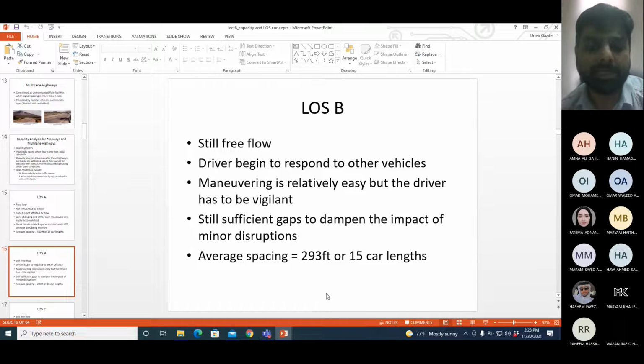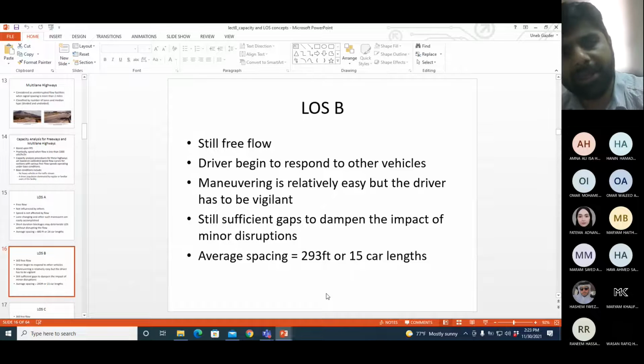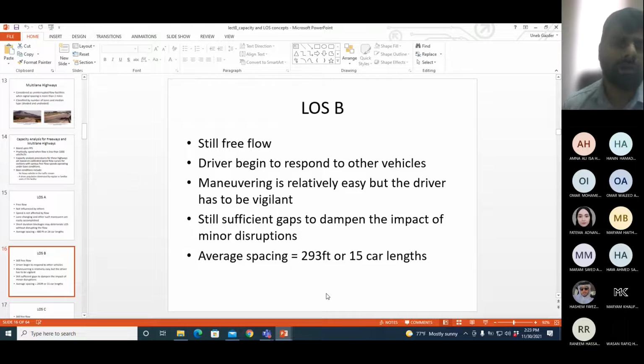If you make a mistake, there are more chances that you will block other drivers or cause an accident. But still the gaps are so frequent and so large that you can still afford to have some disruption and keep the flow moving. So still in level of service B, disruptions will not cause the flow to be stopped.